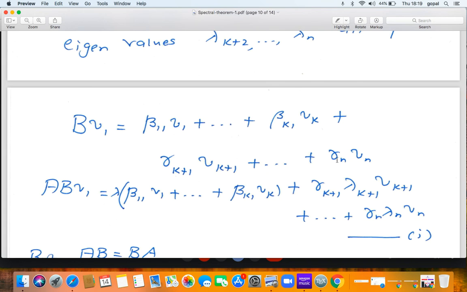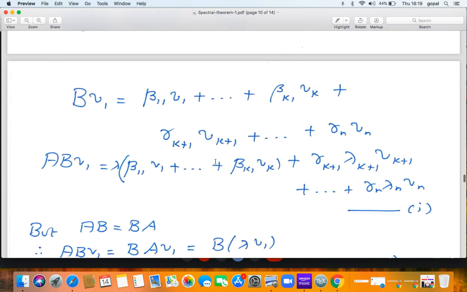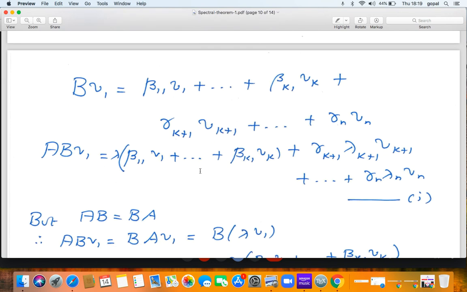So how do I show that the gammas are not there? Let us apply A to both sides. ABV1 will be beta 1,1 lambda V1, lambda comes out, plus beta k1 lambda Vk. As to the other ones, gamma k plus 1, lambda k plus 1, vk plus 1, ..., gamma n, lambda n, vn. So this is equation number 1.